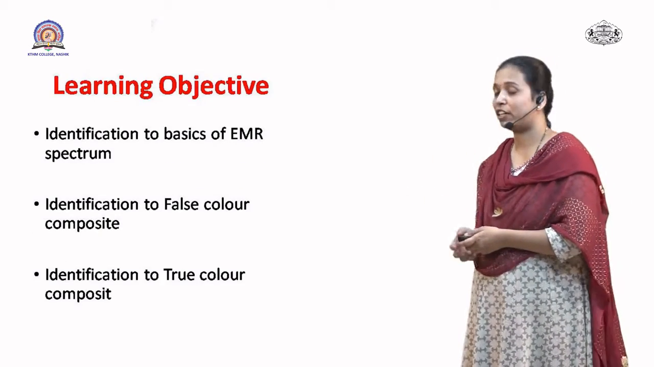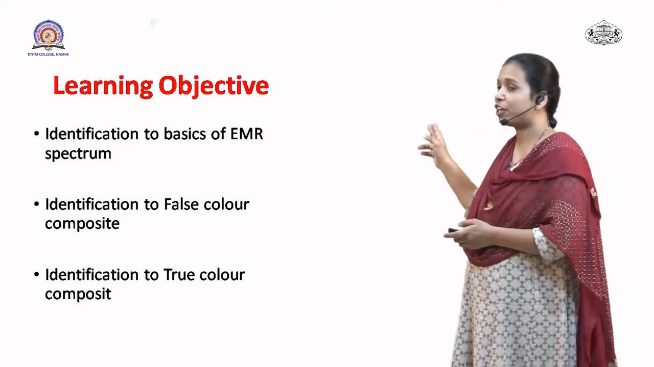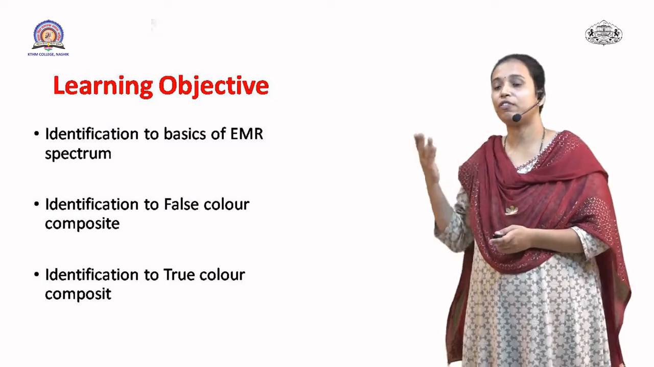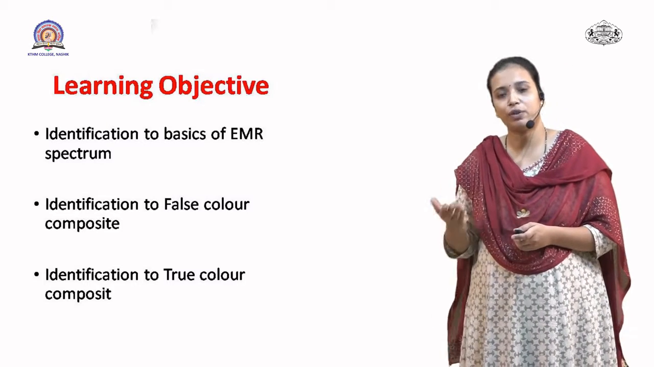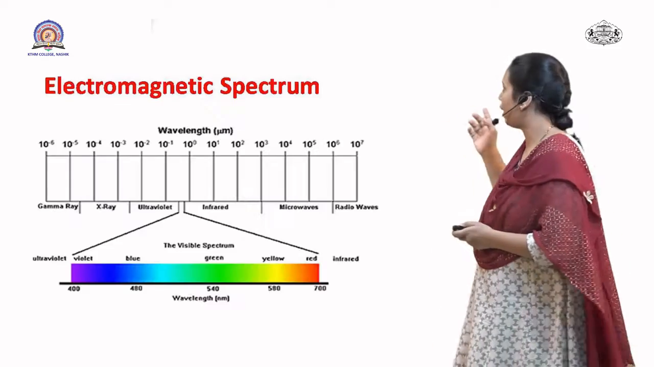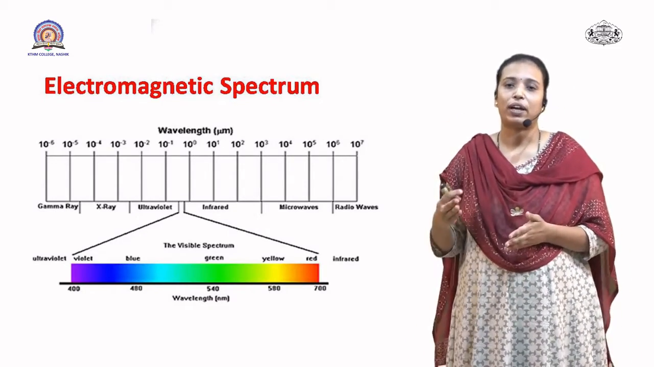The learning objective of color composite is, firstly, the identification of the EMR spectrum. Second is how we'll identify the false color composite image. And third is how we'll identify the true color composite image. Now we'll start with the electromagnetic spectrum. What is the requirement of the electromagnetic spectrum?